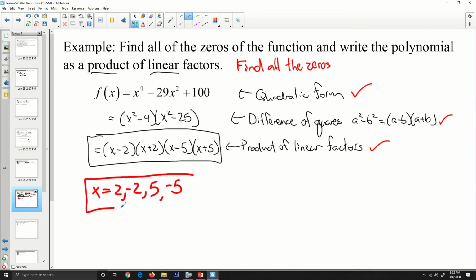Now, there are going to be questions on the test and the exam where they ask you to do the difference. All right, it's the same basic work, but you have to understand the difference between a product of linear factors and the zeros. That's what those different types of questions ask.